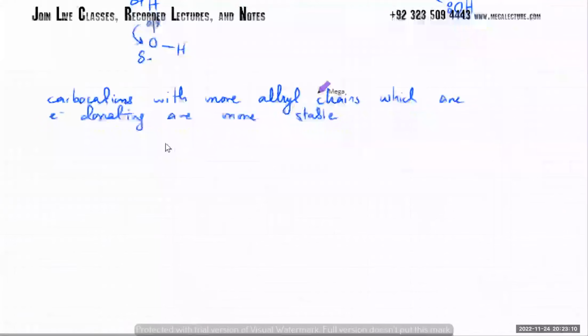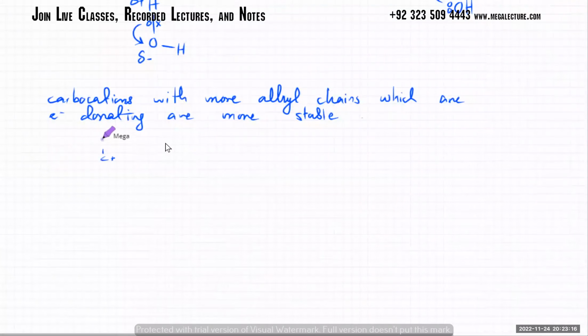What that means is, here's a carbocation. It's got a positive charge. And on two sides, it's got H atoms. And on one side, you have a carbon chain. That's known as a 1 degree carbocation or a primary carbocation.